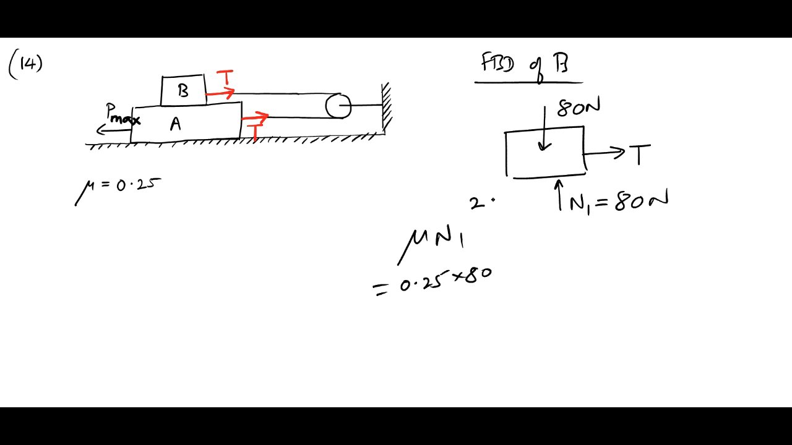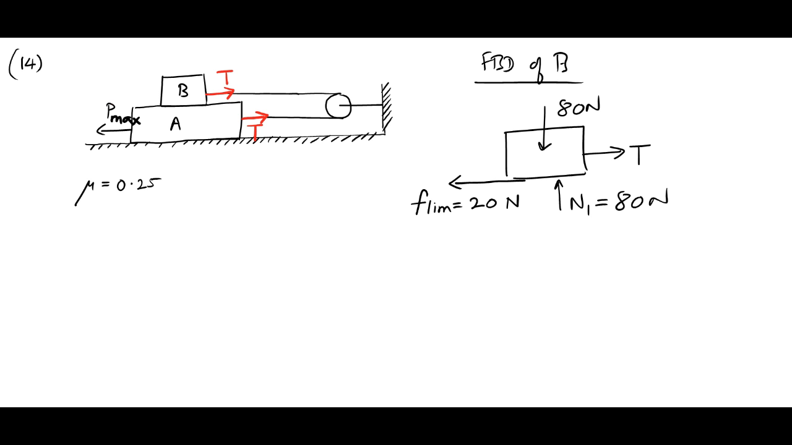The frictional force applied by A on B is 20 newtons, and because in the reference frame of A, B has a tendency to move towards the right with respect to A, the limiting frictional force is towards the left. I'll call it F limiting. It's 20 newtons, towards the left.